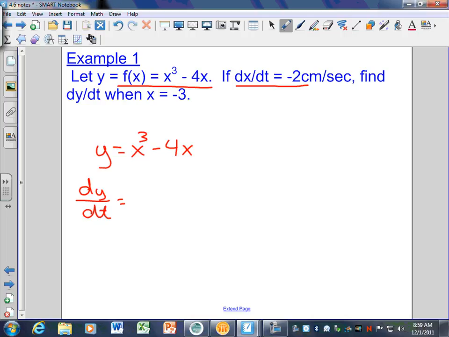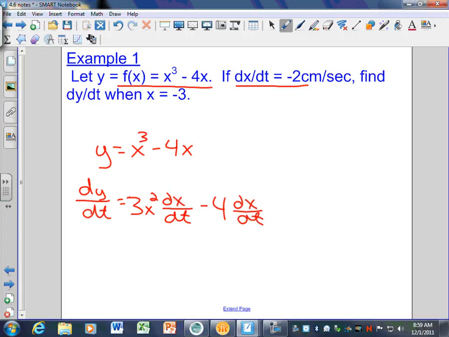So when I take the derivative of x cubed, I would get 3x squared dx over dt minus 4 dx over dt. You agree with me on that? Where I'm getting those values? And then plug in what you know and see if you can solve for what you're looking for. In this case, we're trying to find the rate of change for y. We're trying to find dy over dt. Sometimes, like in those optimization problems, you might need a secondary equation to do some sort of substitution. But we're good here.